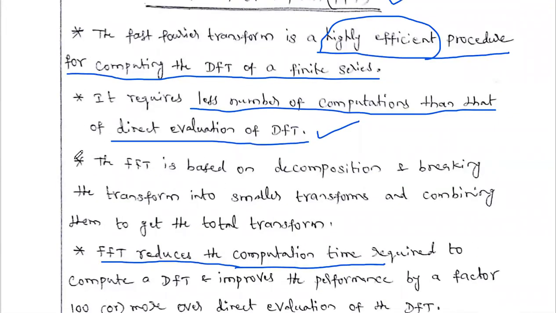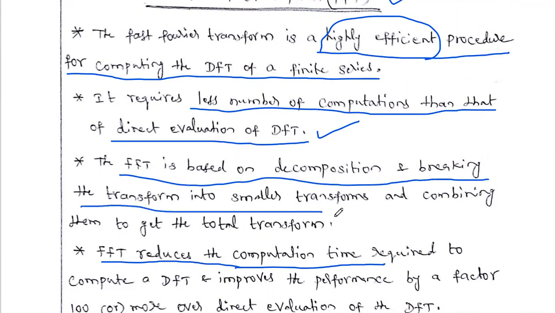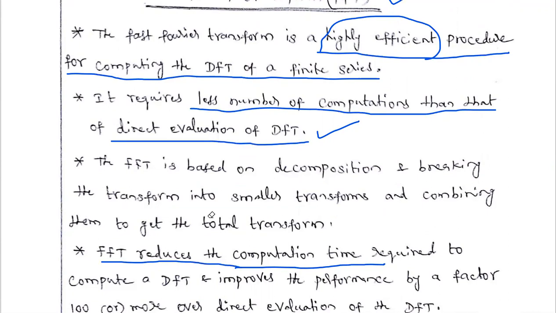In this FFT algorithm, the FFT is based on decomposition: breaking the transform into smaller transforms and combining them to get the total transform. That means, for example, if you want to perform a 16-point DFT, first we split that 16-point DFT into eight 2-point DFTs. Then the eight 2-point DFTs are combined.